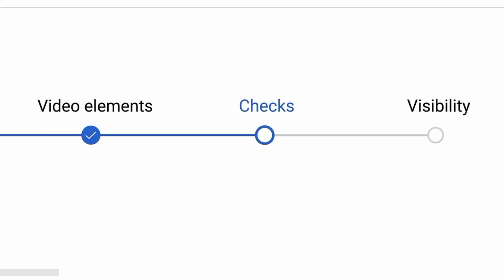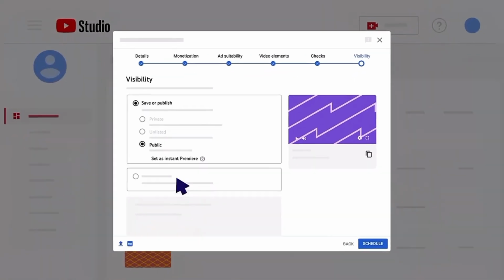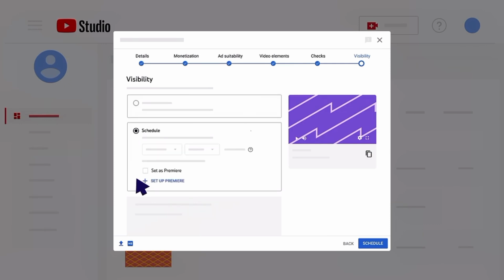Then, under Visibility, you can choose whether you want to publish your video now as public or set it as unlisted or private. Or you can choose to schedule your video for a future date and time, or to set your video as a premiere, if this feature is available to you.